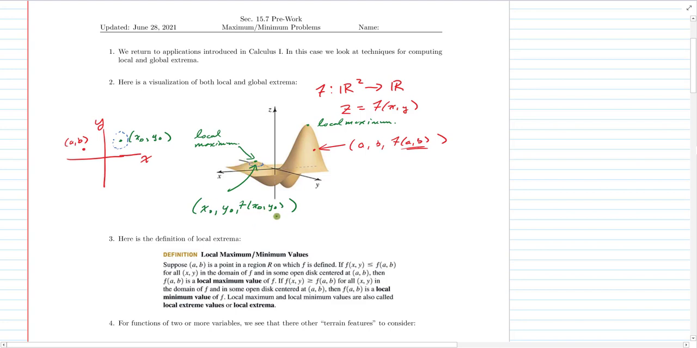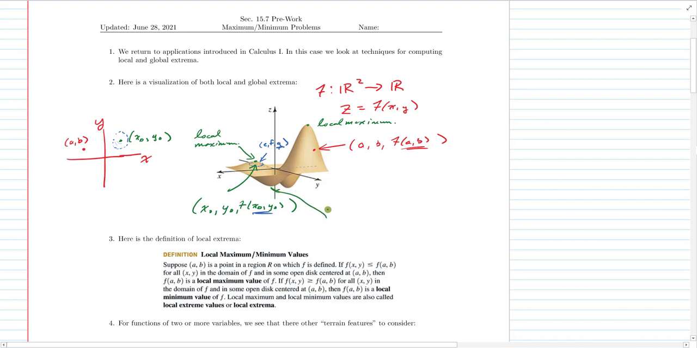Okay? So for any other point that shows up here, let's call this the point maybe E, F, and G, its third coordinate right here is going to be less than that third coordinate there. If I can do that for any size open disk around this point, I could make this even smaller and smaller and smaller. If I can do that, then we're going to call that point a local maximum. Similarly, so here we've got a local maximum.